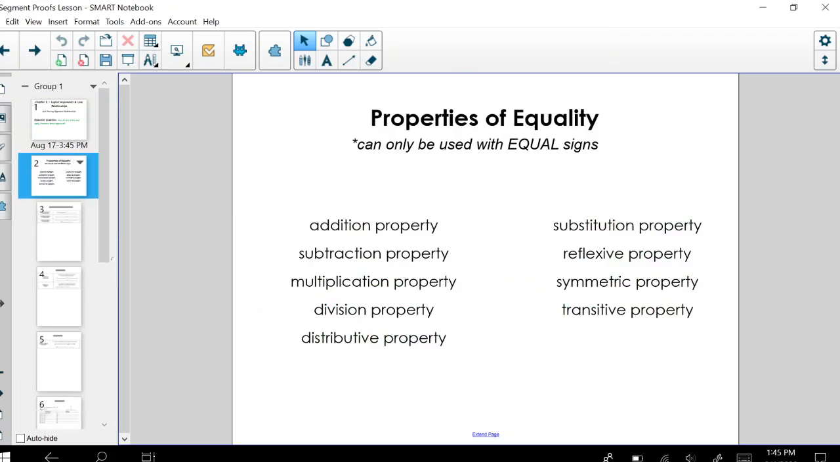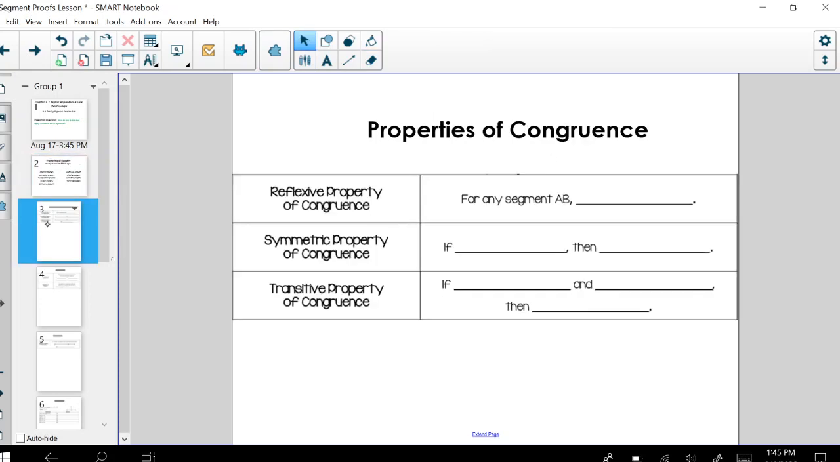So we still have these properties of equality that we went over with algebraic proofs. Okay, again, these can only be used if there's actually an equal sign somewhere in your problem where you'd be adding something to both sides or subtracting something from both sides. We can't use those properties of equality without equality.